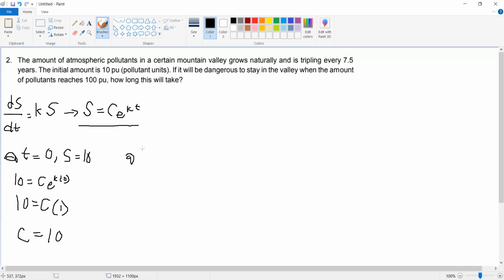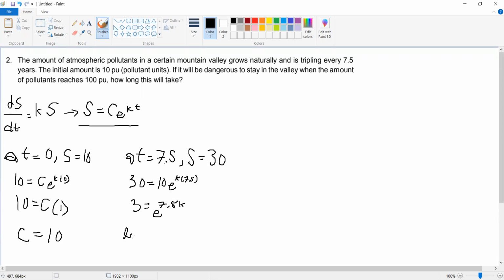Then, sabi dito, tripling every 7.5 years. After 7.5 years, okay, ang amount daw is tripled. So, kung 10 yung initial pollutant units, pag triple niya times 3, magiging 30. Substitute, 30 is equal to, C natin is 10, e raised to k times 7.5. Divide both sides by 10, magiging 3 is equal to e raised to 7.5k.